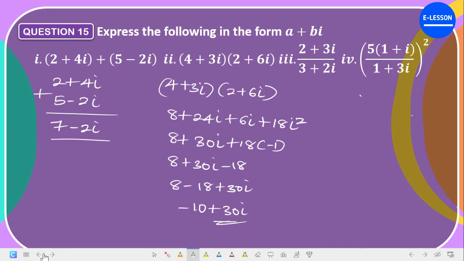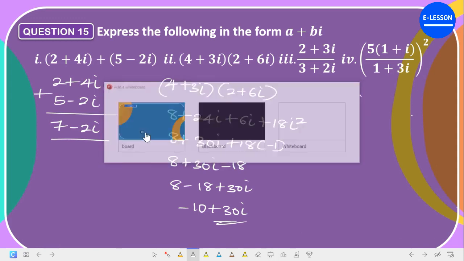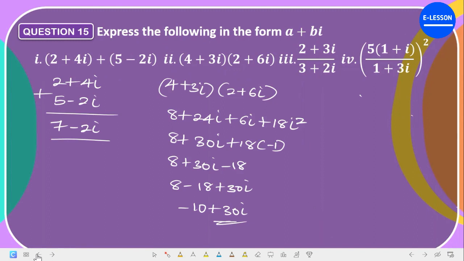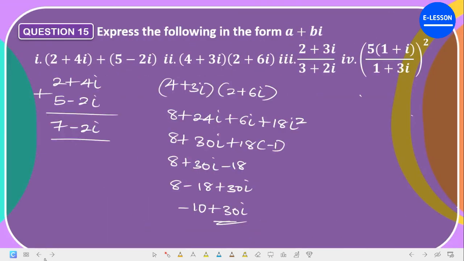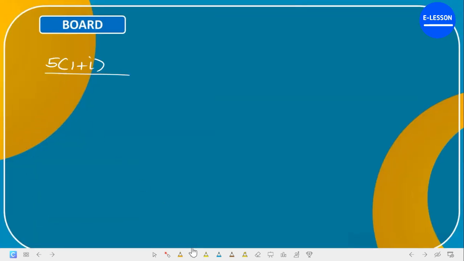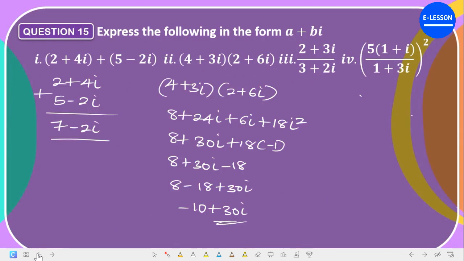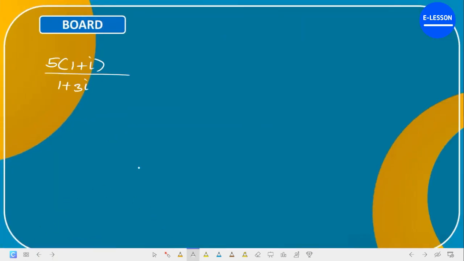The next one says 5 bracket 1 plus i, all over 1 plus 3i, then everything squared. This one is also humongous. Let's take it. Okay, 5 bracket 1 plus i, then all over 1 plus 3i, then everything is what? Squared.